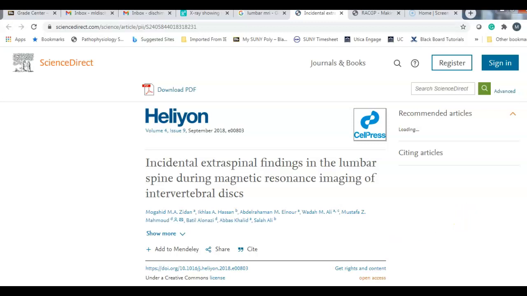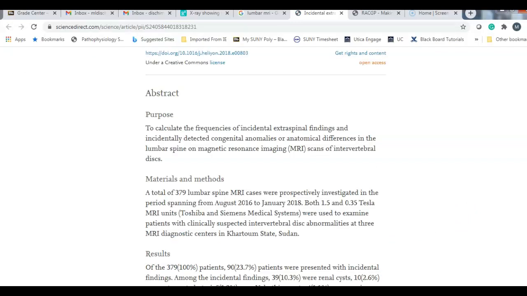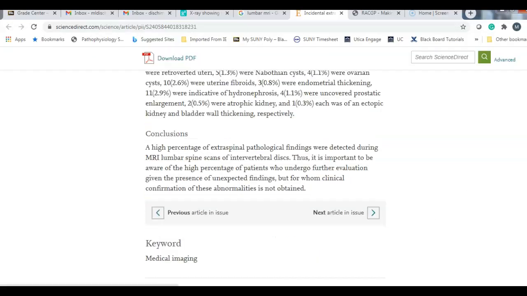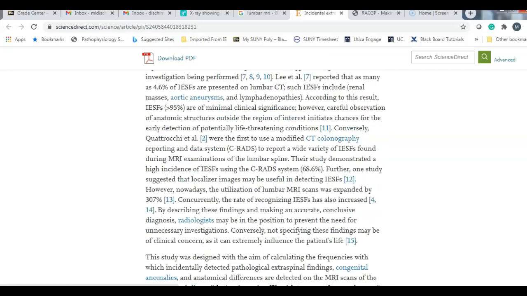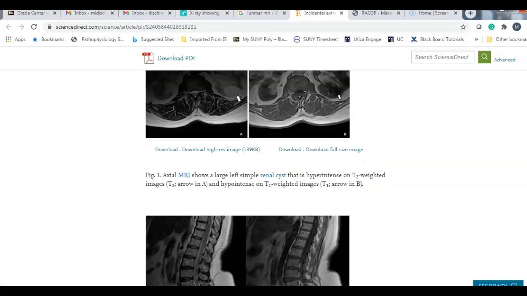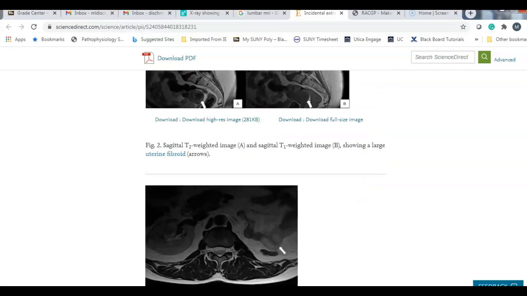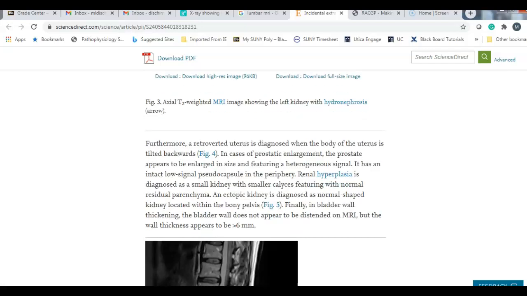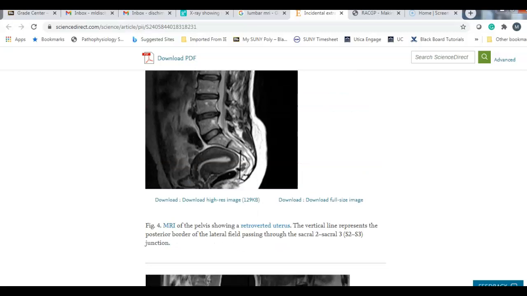So, extraspinal findings. I figured that it almost looks like a uterus. I don't know if you saw that. Here we go. Retroverted uterus. Huh, thought it was a uterus. So that's so cool. I'm so glad I got a chance to show this to you. I could do this all day long.